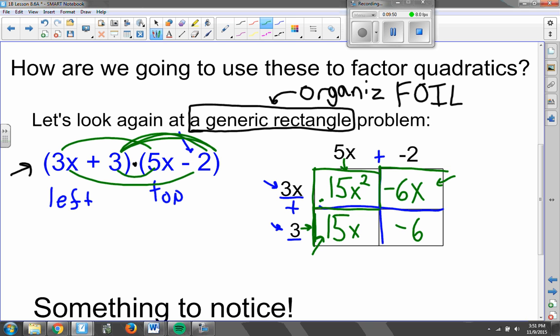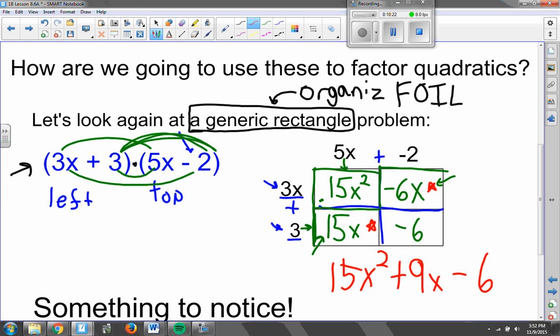So now I have my 4 pieces, and I can simply put together the like terms and find my answer. So I have 15x squared. I have a negative 6x here, and I have a positive 15x here. If I put those together, that's a plus 9x minus 6. All right, that is my answer there.